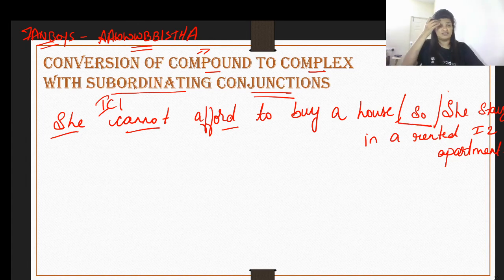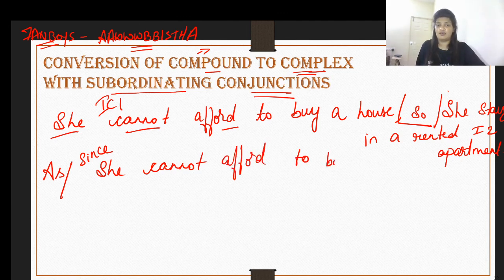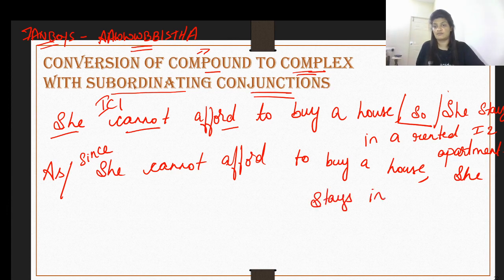So you have to convert this into a complex sentence by introducing the subordinating conjunction. How can you do that? That is by as she cannot, or you can also say since. Since she cannot afford to buy a house, she stays in a rented apartment. All right, let me give you one more example.